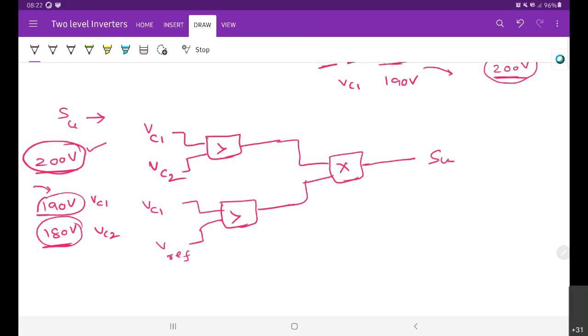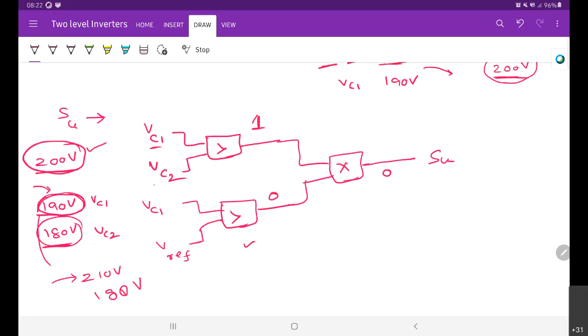So when will we turn it on? For example, this voltage is 210 volts and this is 190 or 180 volts. In that case, we need to turn on the upper switch, because this capacitor is not excess charged. This is the second constraint. From the first constraint you will get 1 here, but from the second constraint you will get 0, so the overall is 0.